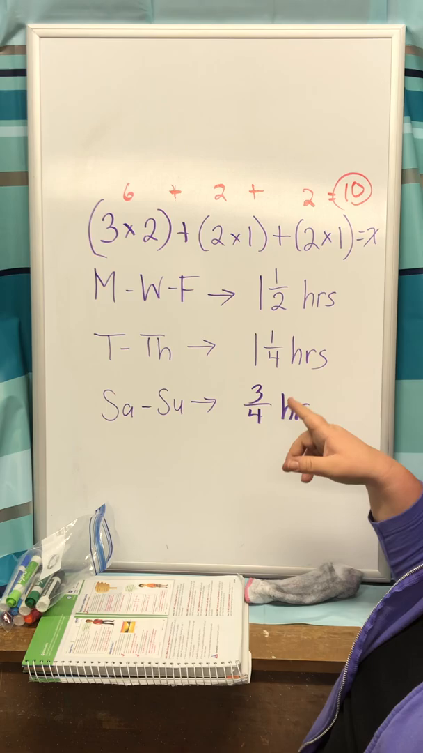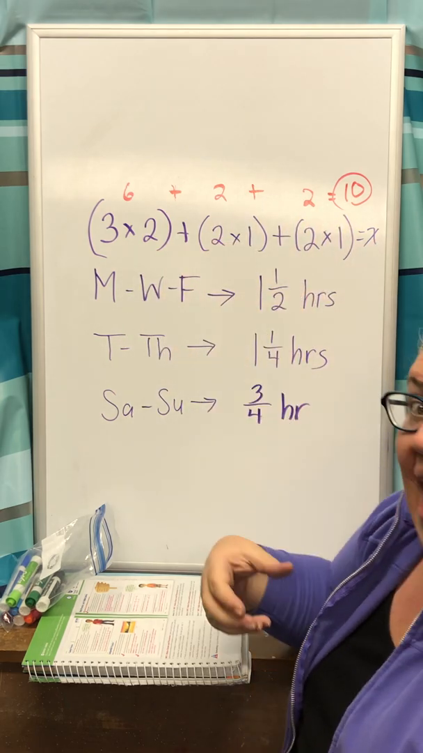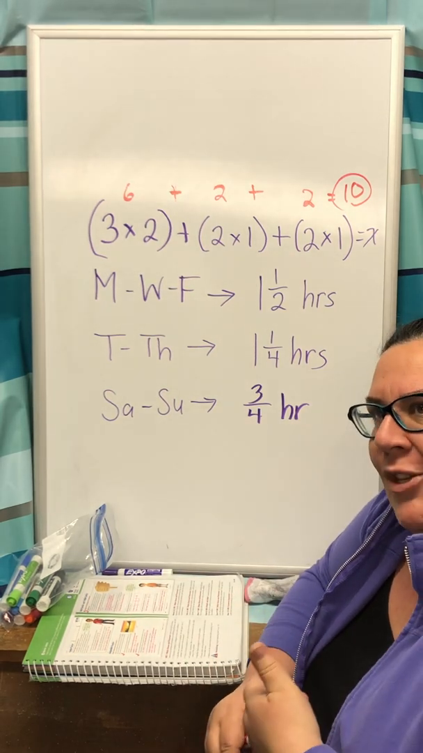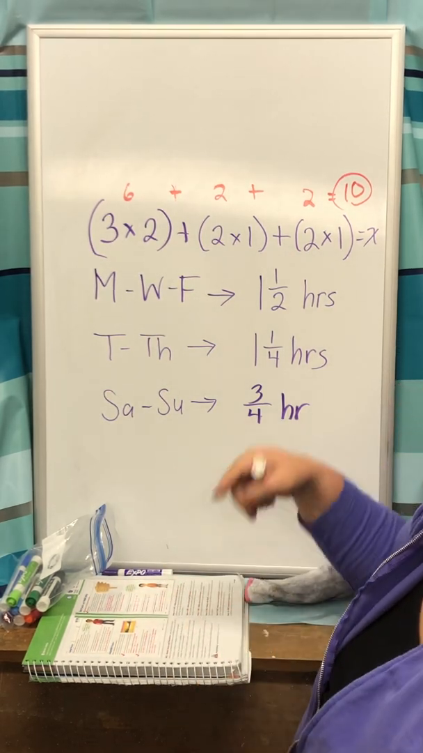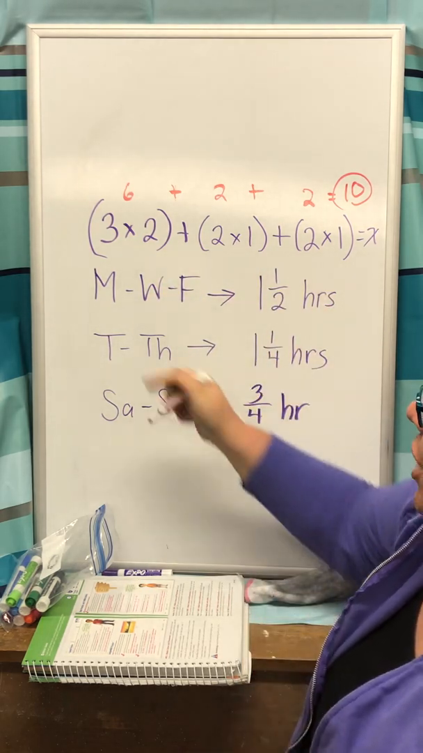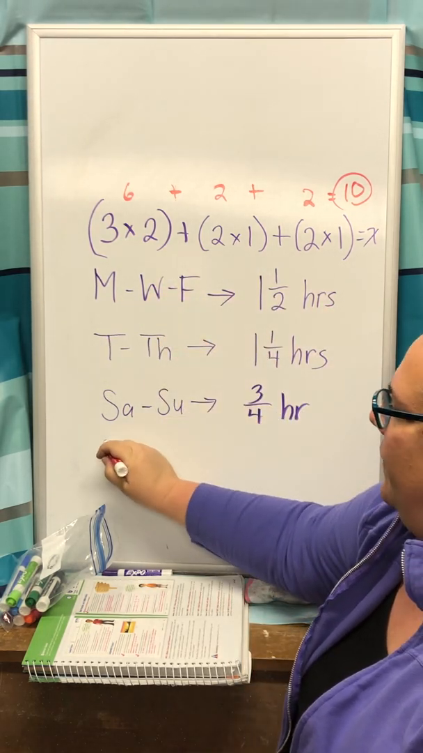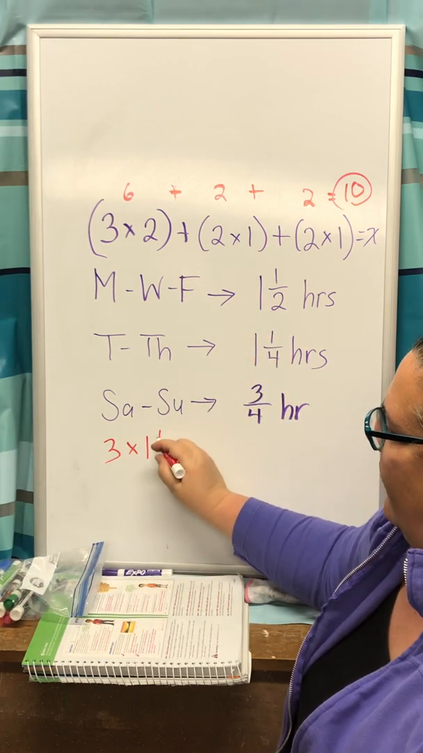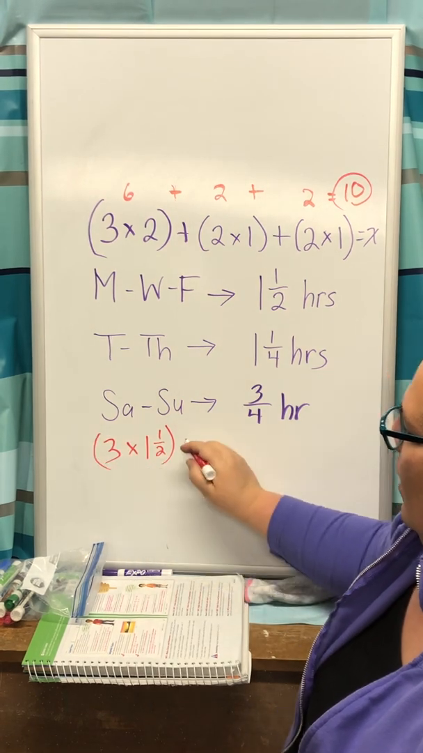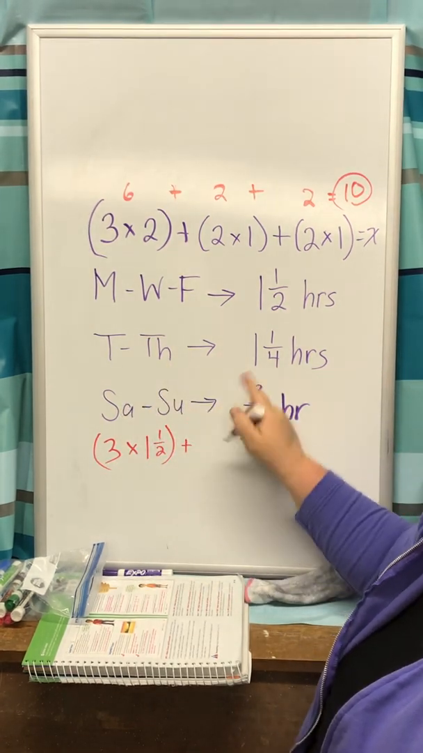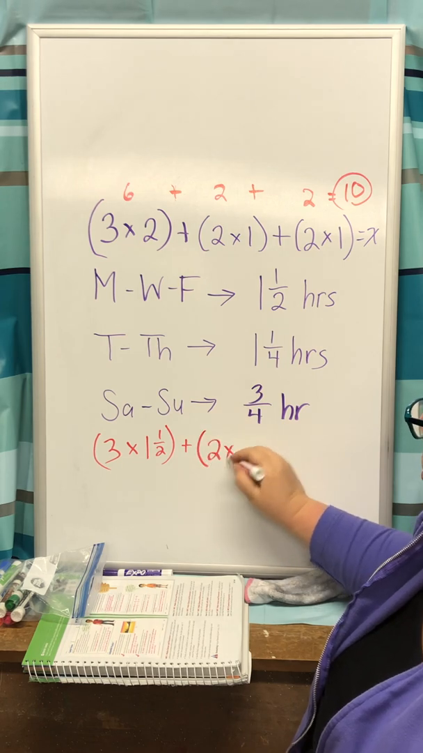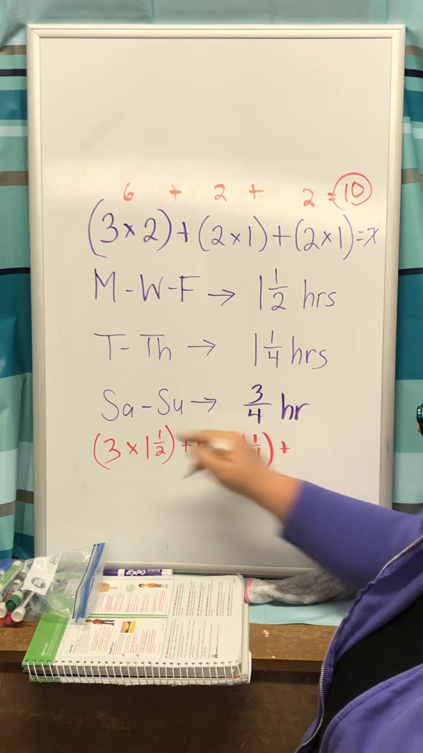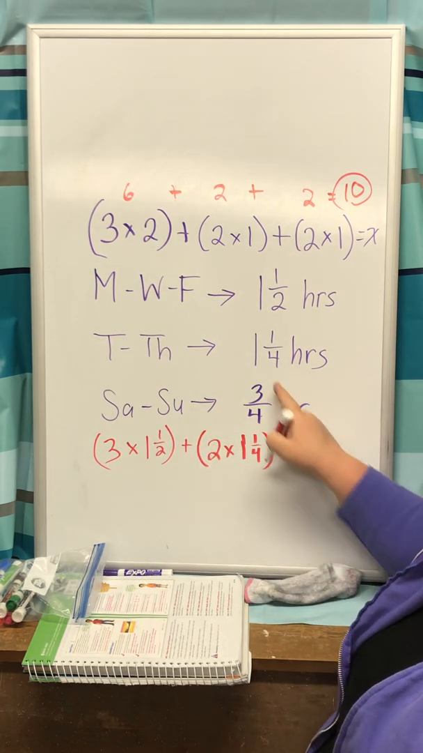So this time, once I did my estimate, they want me to actually solve the problem now for an exact answer, because remember, I want to go back after and say, does my answer make sense based on my estimate? So using that same information, I know that 3 days, we had 1.5 hours given to us. 2 of the days, we had 1.25 hours given to us. And 2 days, we had 3/4 of an hour.